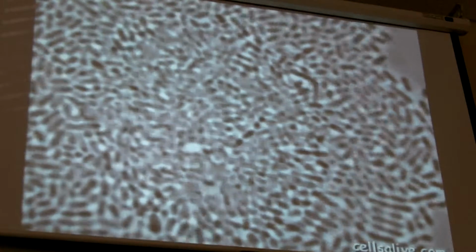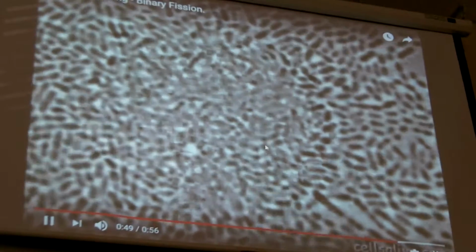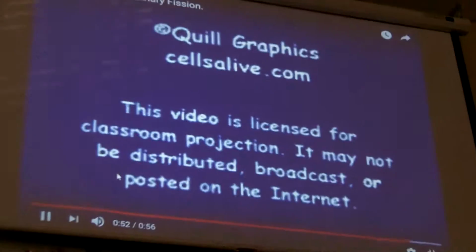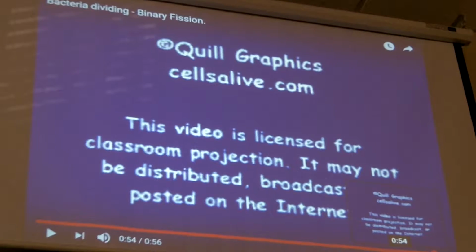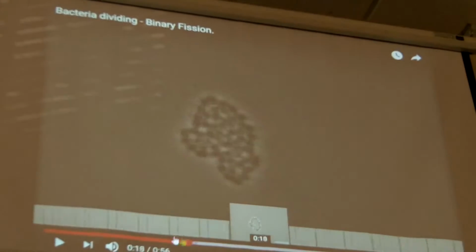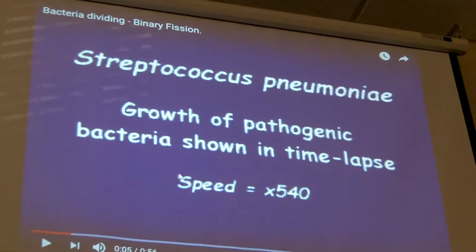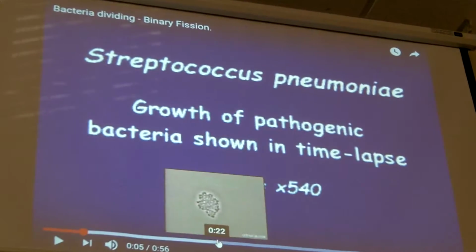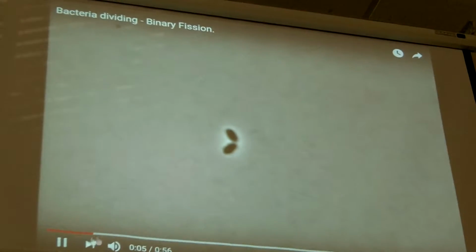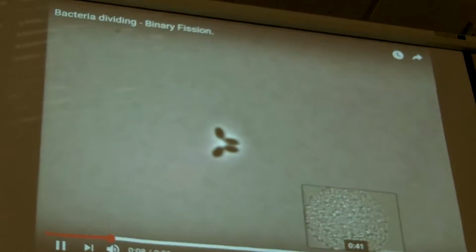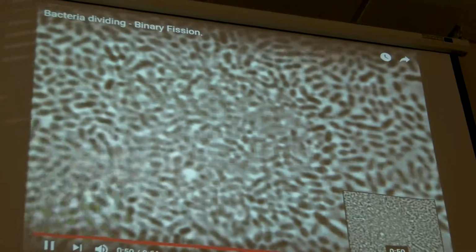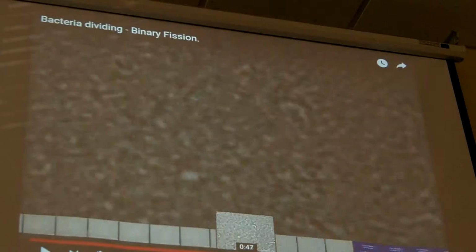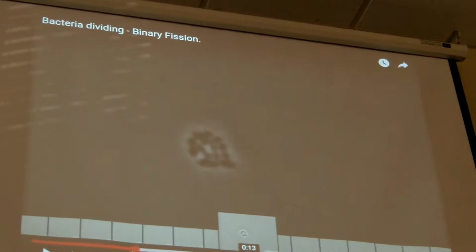See how fast they can multiply? Now this is sped up. It actually takes 20 minutes to get a multiplication. But see if it says at the beginning how fast it's sped up. Speed times 540. So it would actually take 540 times longer than that for that to happen. But still, that was less than a 1 minute video. So you're talking about 540 minutes. That's less than 10 hours to go from there to there.